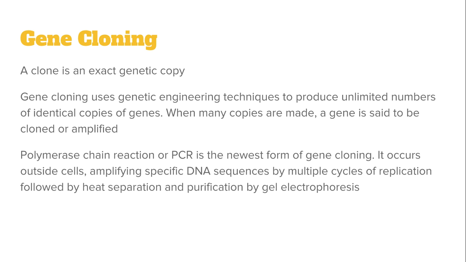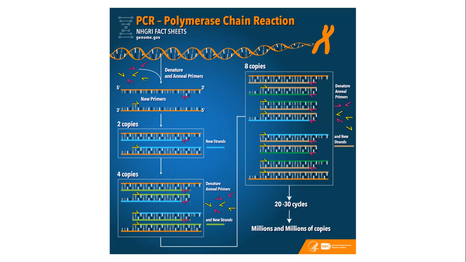PCR, which we've mentioned before, is the best technique for gene cloning. It occurs outside the cells, and it amplifies a specific DNA sequence by multiple cycles of replication followed by heat separation and purification by gel electrophoresis. So here we have a quick infographic on how this PCR works, and we can see that we are in fact producing many copies of the same section of DNA, that section that scientists have selected for their specific purpose.